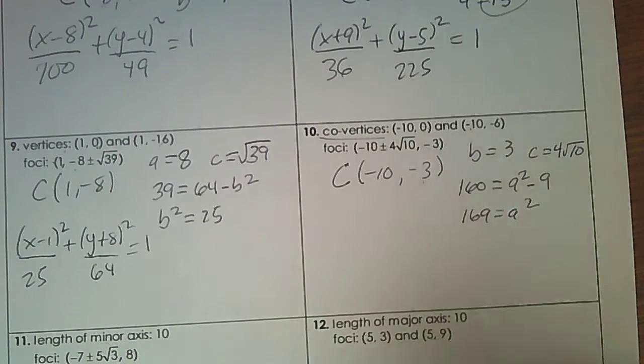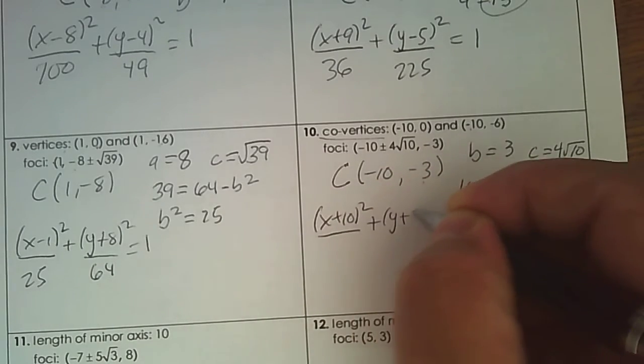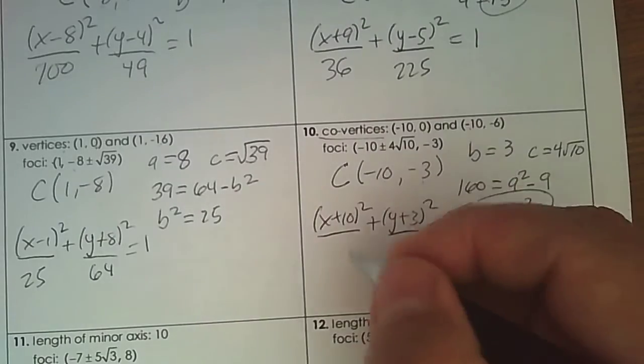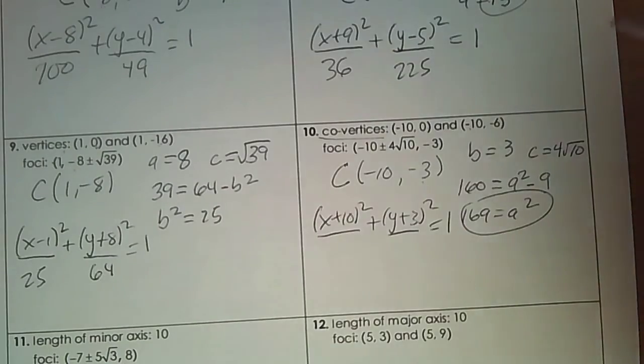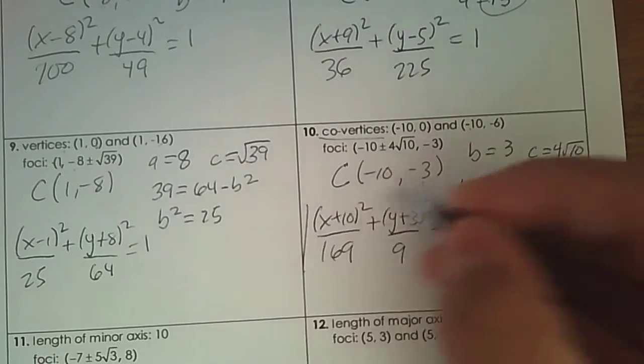That's it. So x plus 10, y plus 3. Know that the a goes with the x, because it's the x coordinate for the major. And b squared, 9, goes with the y coordinate.